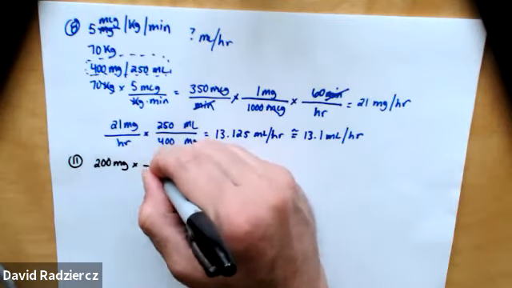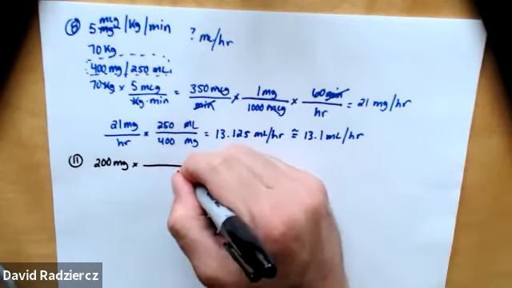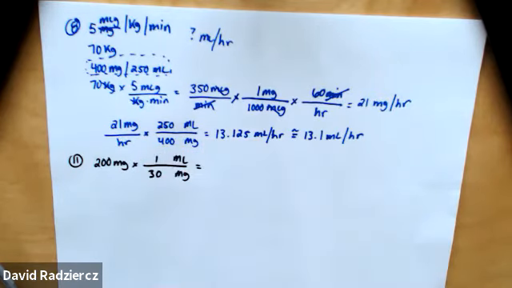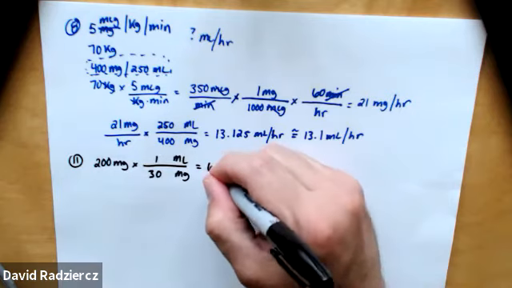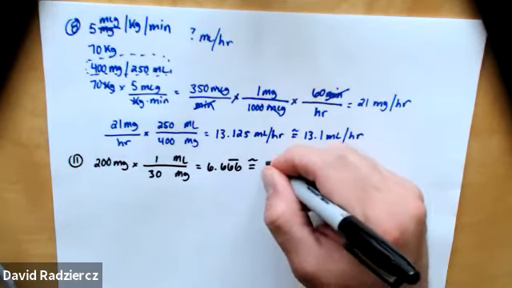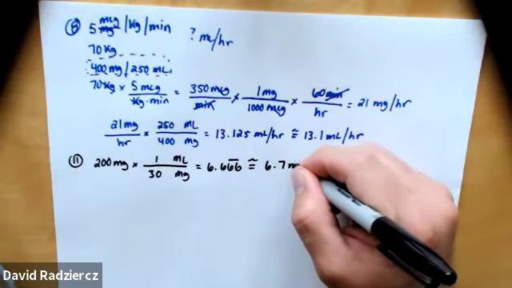And then we just factor in the conversion of 30 milligrams per milliliter. 200 divided by 30 will give me 6.666 repeating. And then we would round that to 6.7 milliliters.